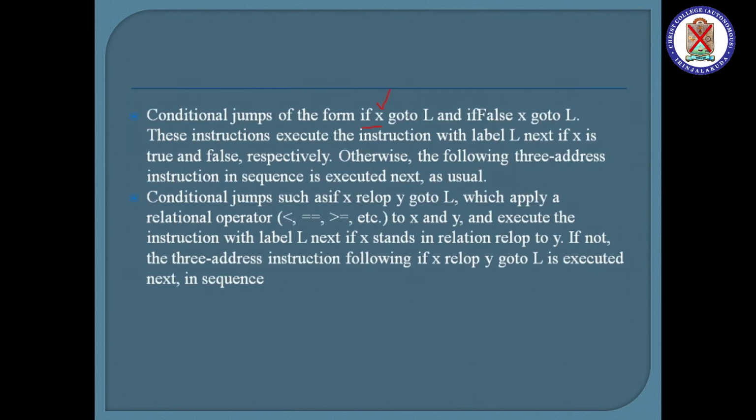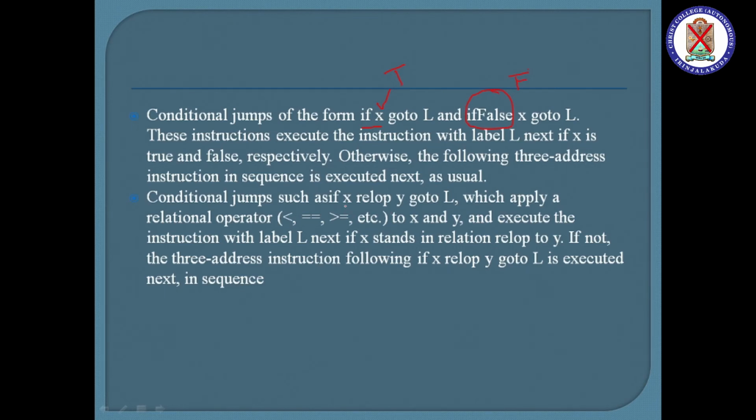But here it will go to L only if X becomes true, or we can also write X becomes false. If false is the statement for the false instruction. Here, if means it is executed only when X is true. If false means that if X is false and something is to be executed, then we write if false X. That is, if X is false, it will go to L. Okay. Next one is conditional jumps.